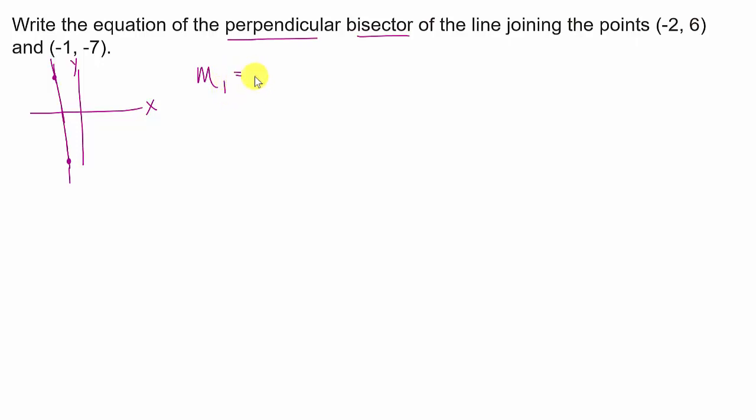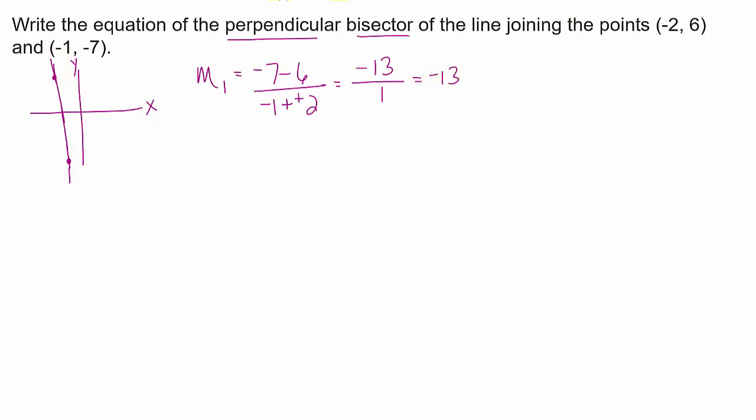So the slope, remember, is y2 minus y1. So if we call this point 1 and this point 2, I would have -7 minus 6 divided by -1 minus -2. When I simplify this, -7 minus 6 is going to be -13. And double negatives make a plus, so -1 plus 2 is 1. So we can just say that the slope of this line that we already have is -13.